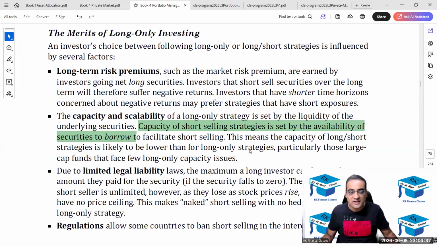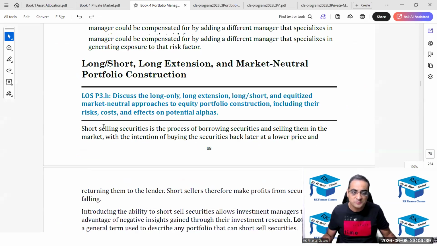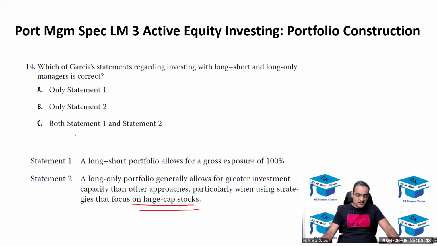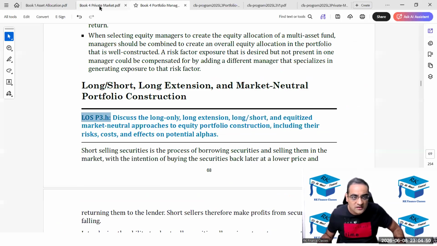So I'll call this an easy question. This was there in the LOS P3 point H. Both statements were right. I copied the answer, but I think both statements were right.